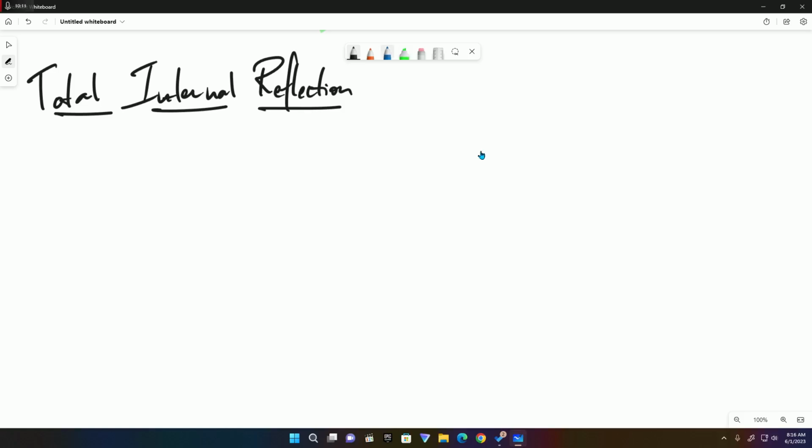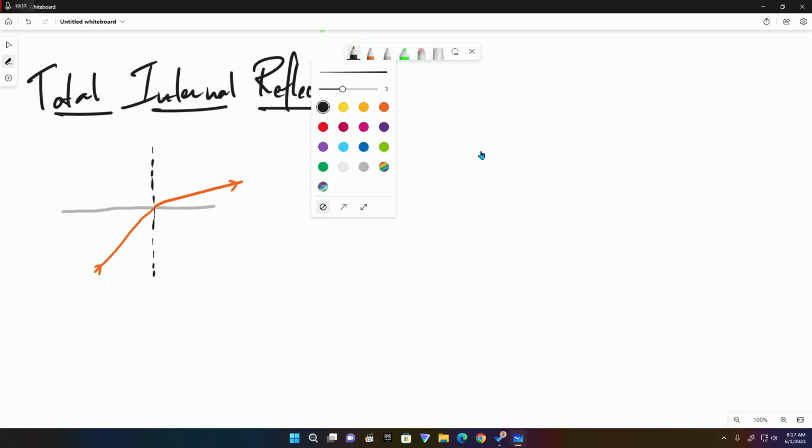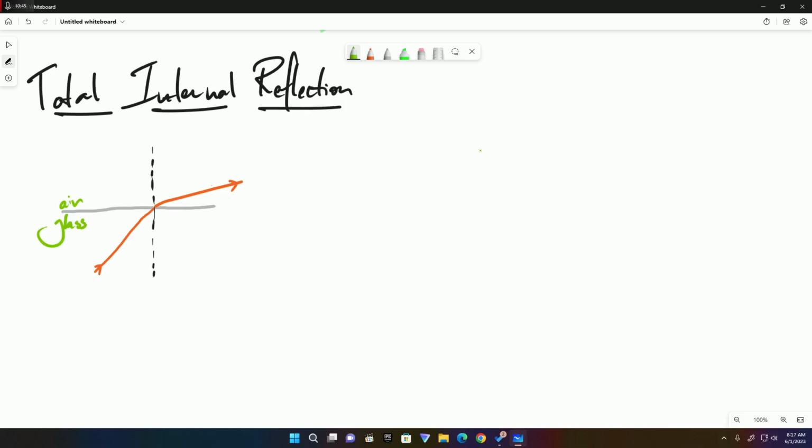So let us assume we have a block of glass, right? We have a piece of glass, and we are shining light from within the glass. The light will bend like this. Right? When you're moving from a dense medium to a less dense medium, you tend to bend away from the normal. That's air. This is glass. This is your angle of refraction. This is your angle of incidence.